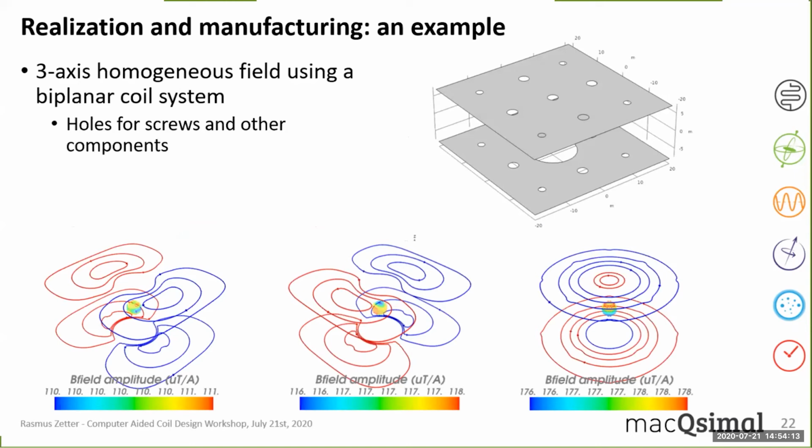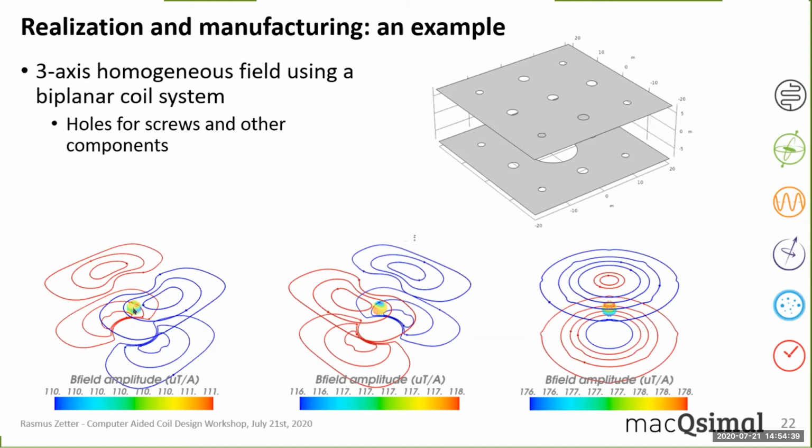These holes were required to be in their specific locations. We couldn't just put them where the windings weren't. So the coils were kind of retrofitted in that sense. And here on this lower row, you can see the XYZ coils that we then got through the optimization.